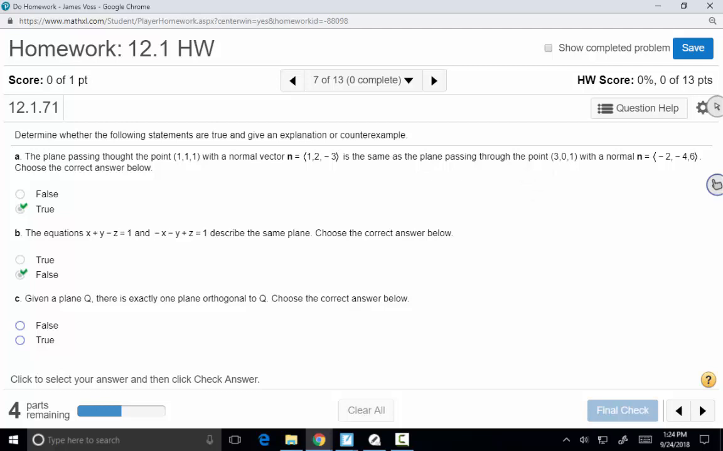All right, so this will be the last one we do from this group, I think. This one says, given a plane Q, there is exactly one plane orthogonal to Q. True or false? False. So if you're given a plane, there are an infinite number of orthogonal planes. Correct? That just means perpendicular. Yes. Orthogonal and perpendicular are essentially the same.